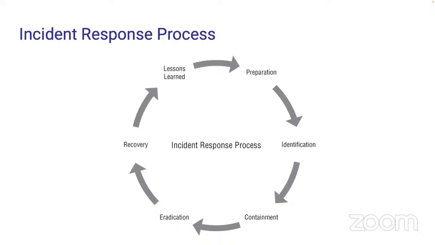In recovery, we restore back to normal, bringing the system or the services back online, and also fixing any weaknesses or flaws that allowed the incident to occur in the first place. And lesson 6 is the lessons learned, so that we don't make the same mistakes again. This informs the repeat of the cycle.